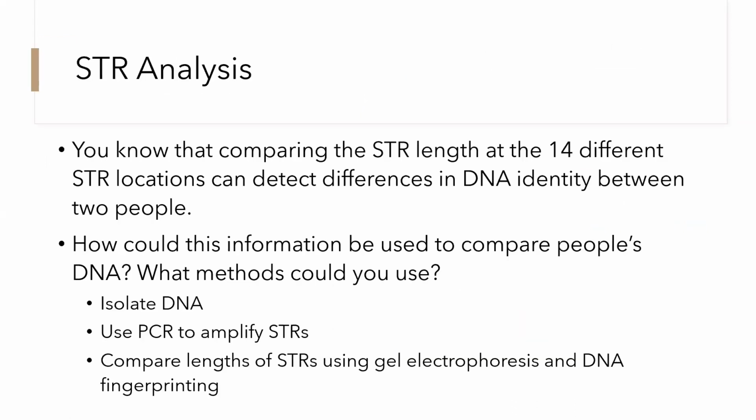Okay, so to recap, we know that comparing the STR length at the 14 different locations can detect differences in DNA identity between two people. So how would we use this information to compare people's DNA? What methods would we use? Remember, our methods include, one, isolating the DNA from the crime scene. We would then use PCR to amplify specific STRs or specific genes. And then we would compare lengths of STRs using gel electrophoresis and DNA fingerprinting.